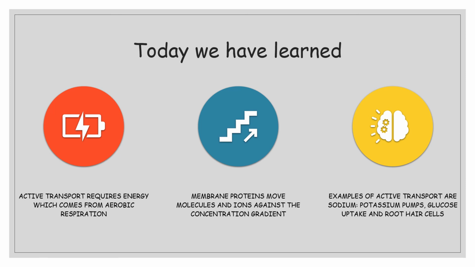And examples of active transport are the sodium potassium pumps in your nerve cells, glucose uptake in your intestines, but also root hair cells. And those kind of examples come up within your National 5 tests and exams.